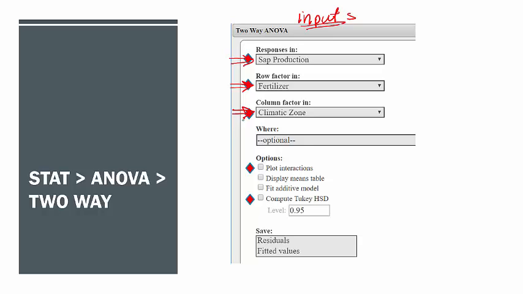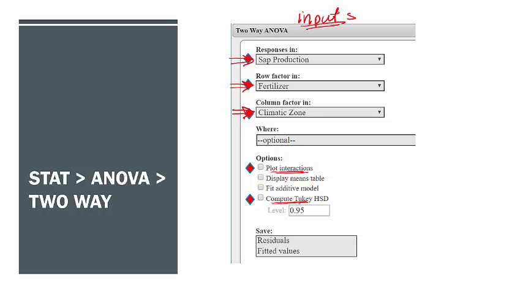Okay, so you have to basically tell it what the response variable is, what the row factor is, and what the column factor is. And then we'll come back to this later, but always make sure you check off plot interactions and compute the Tukey. It's the same Tukey, well, similar Tukey as what we started with in one-way ANOVA. We'll come back to those later.